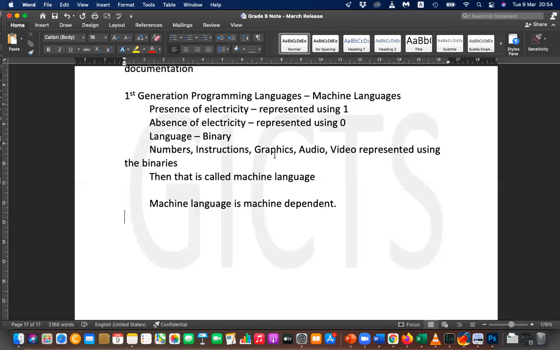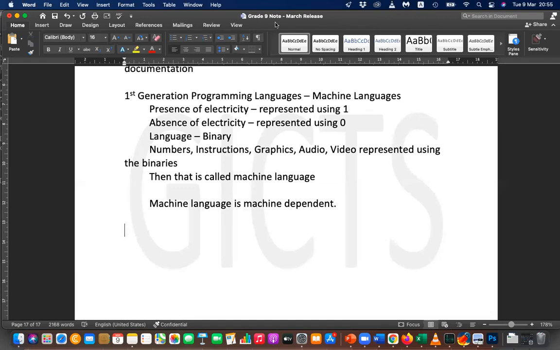Okay, now you know about the first generation language. The first generation language was fully focused on binaries. Is it easy or difficult to think of everything in binary?